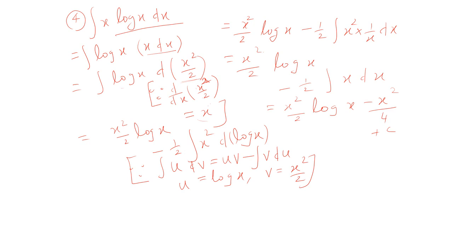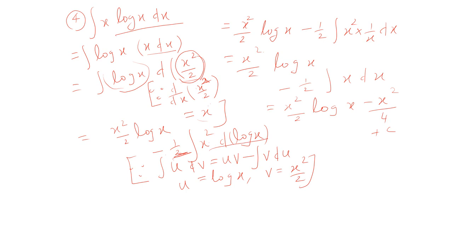Now instead of u I have log x, instead of v I have x square by 2. Now log x into x square by 2, I am writing x square by 2 at the beginning because by mistake I should not write it as log x cube by 2. uv as well as vu both are same. Therefore, x square by 2 log x minus half into integral x square into d of log x. I am just underlining.